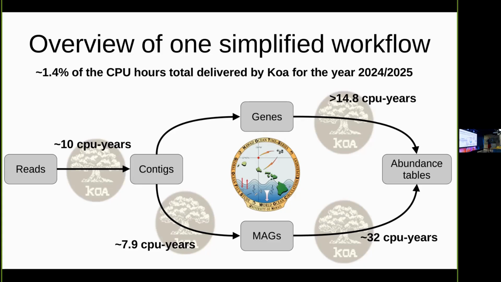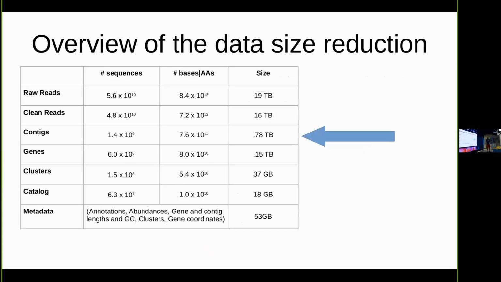That's one aspect of the process. The other aspect is the fact that we are drastically reducing the size of the data we are dealing with. We go from 19 terabytes all the way down to 18 gigabytes, so that's a factor of 1,000. At the end of the day, we have a big table of size 53 gigabytes, where you have the genes, but also the annotation. Annotation of the genes is either their function, because we are able to recognize the genes, or which organism they are supposed to come from. That's all combined in one big table.